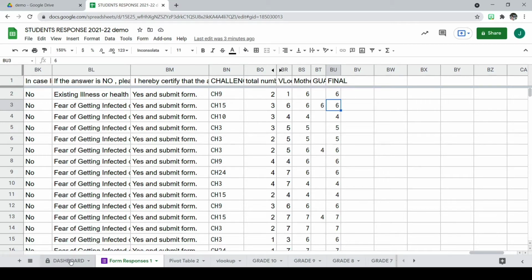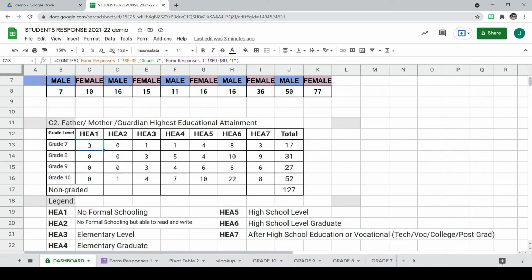Okay, so let's go back to the dashboard. So how are you going to consolidate? We will be using the COUNTIFS tungod kay there are two criteria or condition ba na. Basta kung usara, you can use COUNTIF. Kung duha, COUNTIFS kay plural, no?